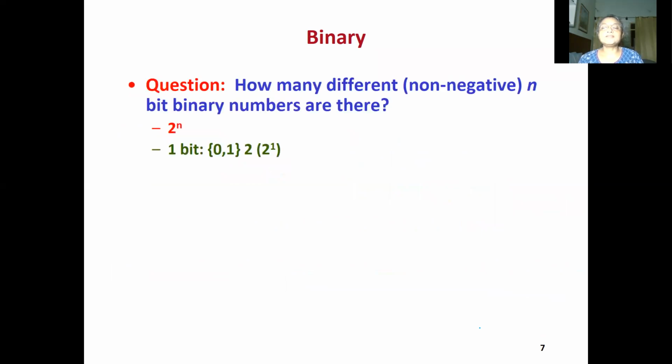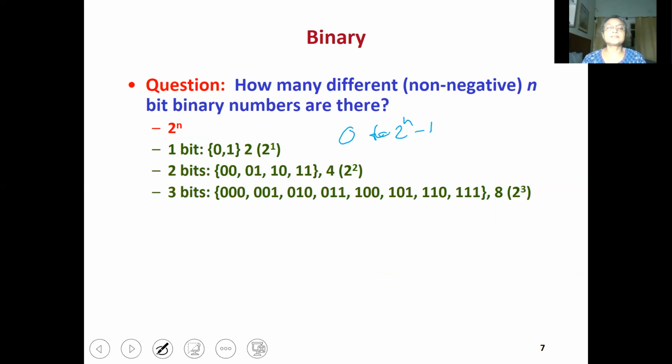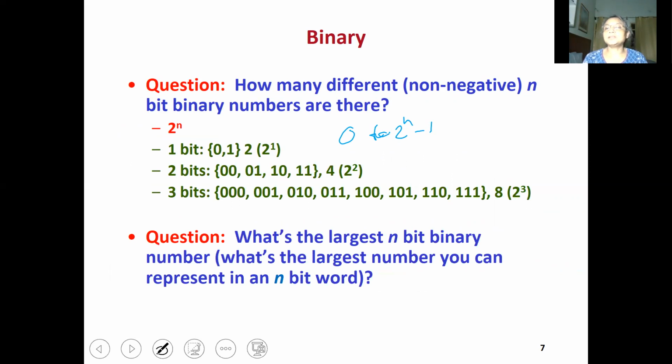How many different non-negative n-bit binary numbers are there? There are 2 to the power n such numbers, from 0 to 2 to the power n minus 1. And these are the enumerations of the 1-bit numbers, 2-bit numbers, 3-bit numbers. In 3-bit numbers, the smallest number is 000, and then we have all these numbers up to the largest number, which is 111, which is 2 to the power 3 minus 1.